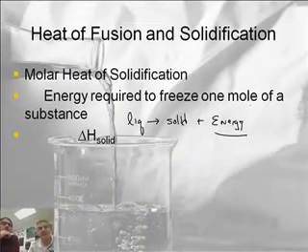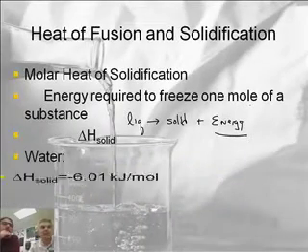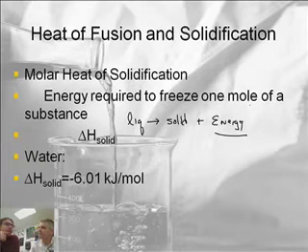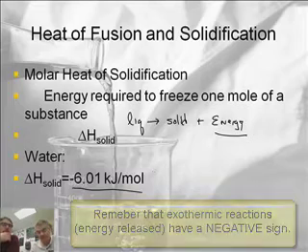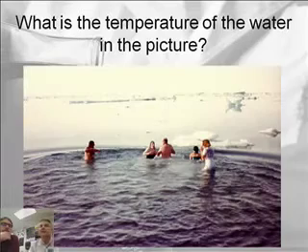It's called delta H solid. And actually, the answer for water, interesting, is the same number, but the sign is different. Right. Well, it's because it's exothermic. Right, so that's why it's a negative. The heat of solidification and the heat of fusion are going to be the same value for a given substance, except the signs will be reversed.